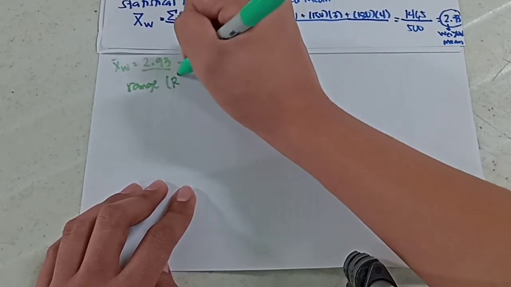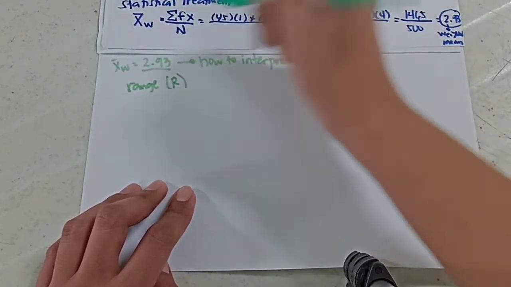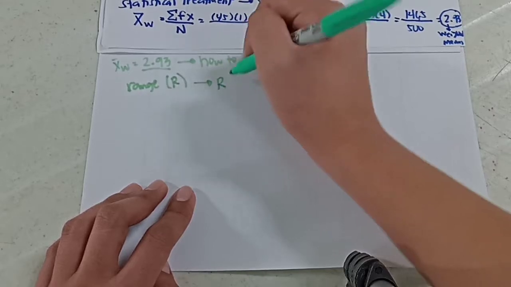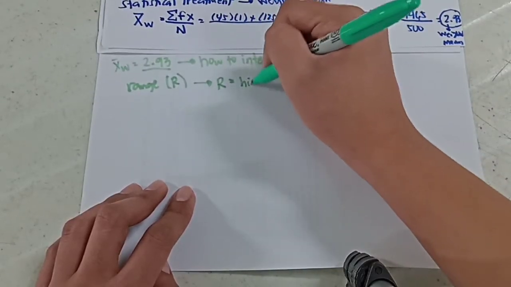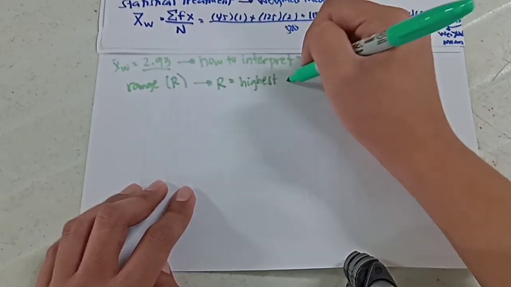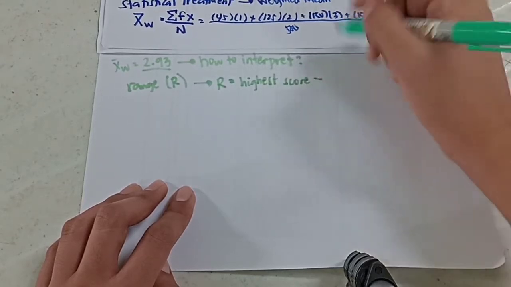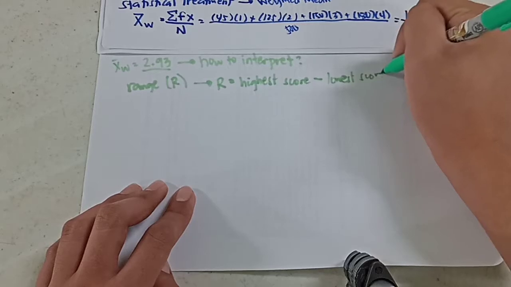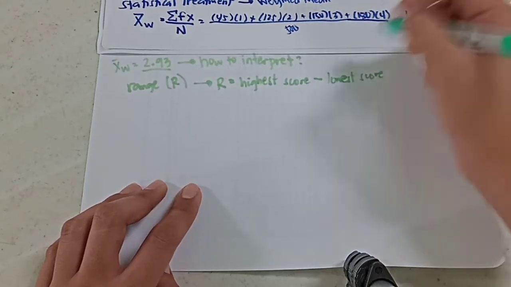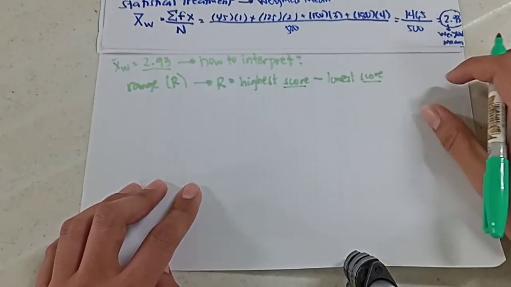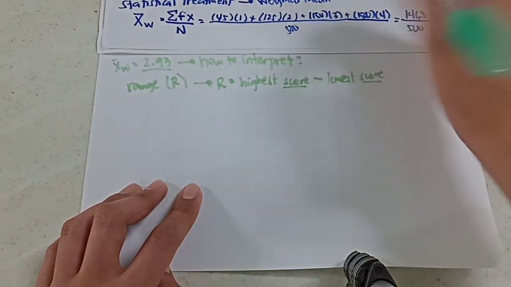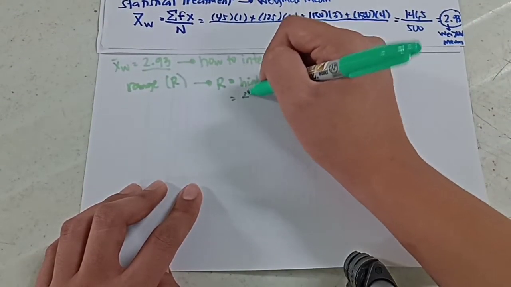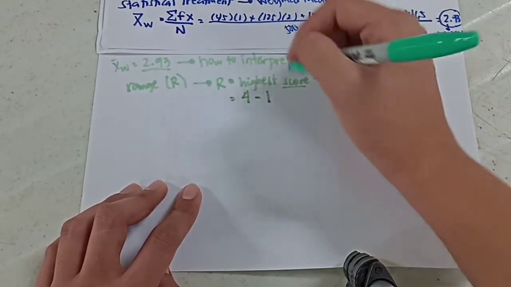Finding the value of range. So what is the formula for the value of range? Range is equal to the highest score minus the lowest score. Okay? So what do you mean by score? The scores are actually the weights. So what is the highest weight? The highest weight is 4. The lowest weight is 1. Therefore, our range is 3.